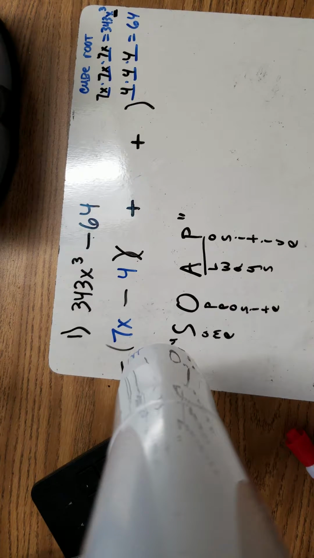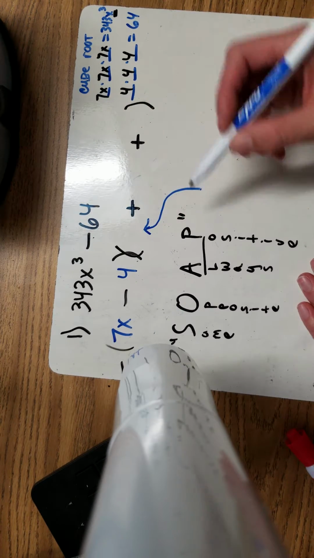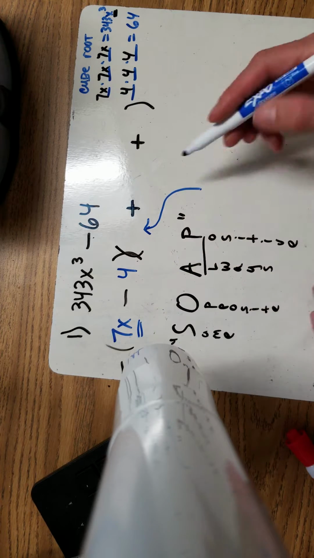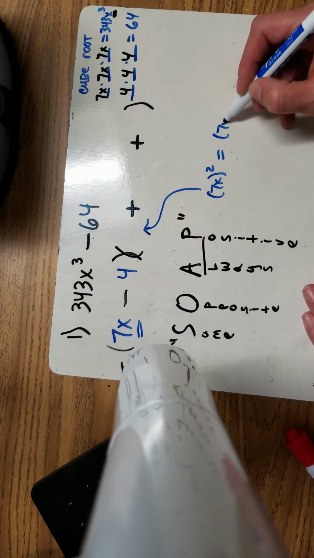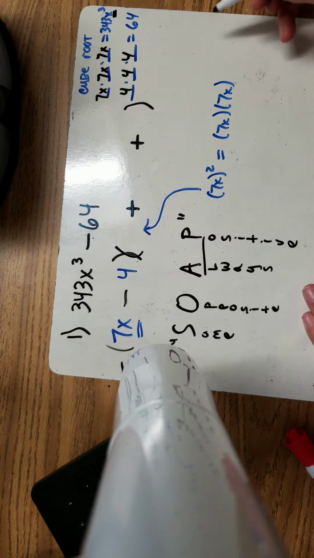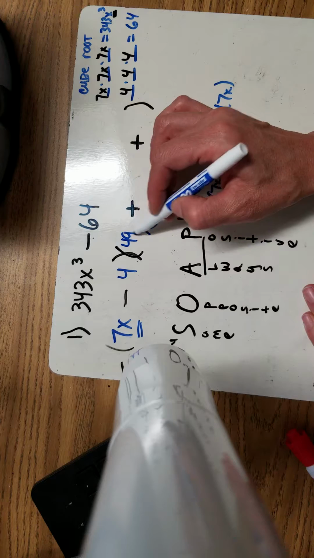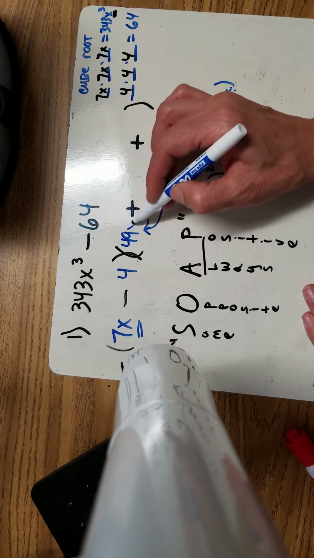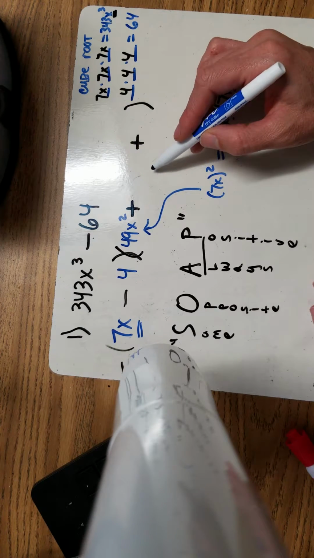Okay, so remember to get this first term right here, you have to take whatever's first right here and square it. So 7x squared, which means 7x times 7x. And if you do 7 times 7, you get 49. And then x times x is x squared.